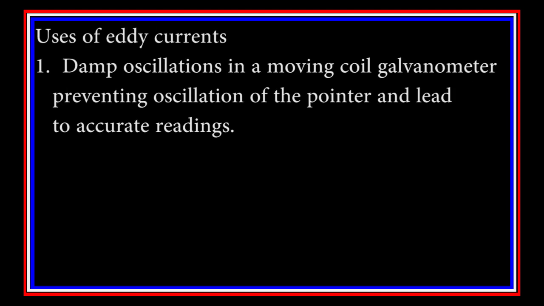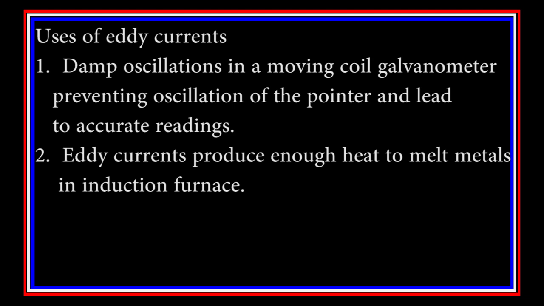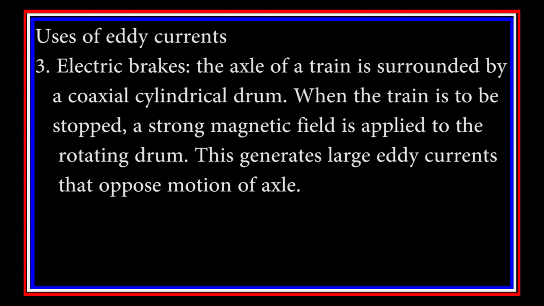Uses of eddy currents. 1. Damping oscillations in a moving coil galvanometer, preventing oscillation of the pointer and leading to accurate readings. 2. Eddy currents produce enough heat to melt metals in an induction furnace. 3. Electric brakes. The axle of a train is surrounded by a coaxial cylindrical drum.